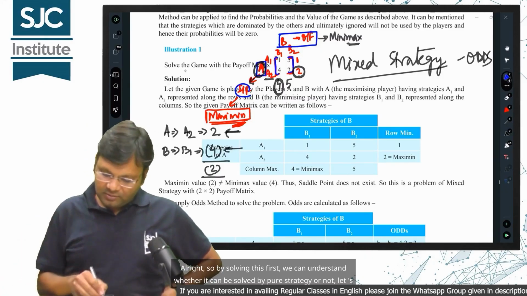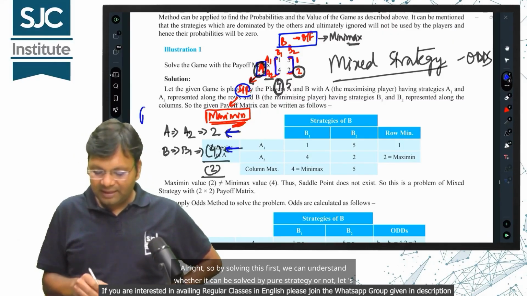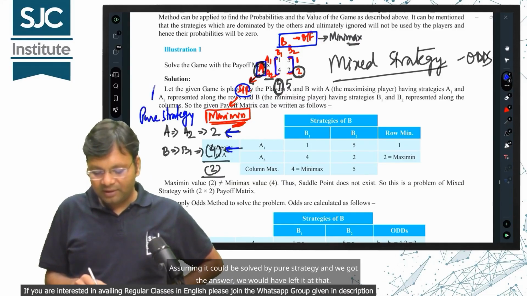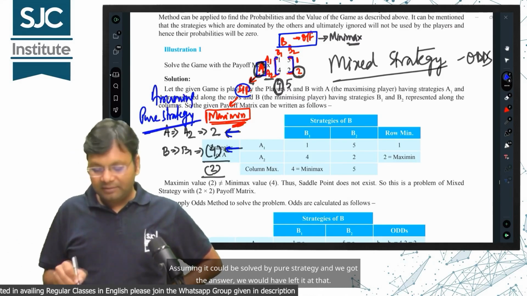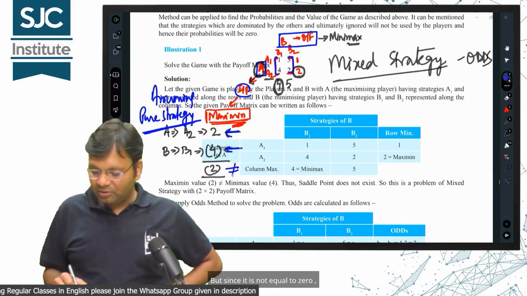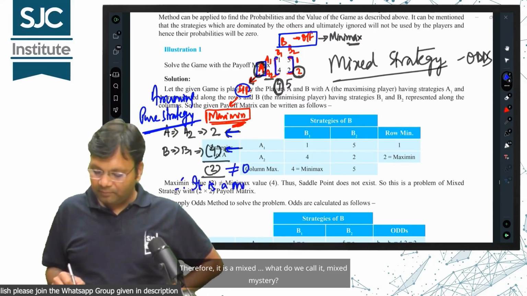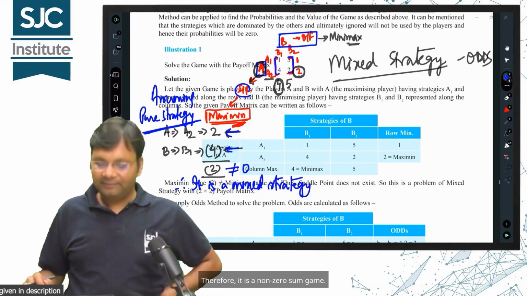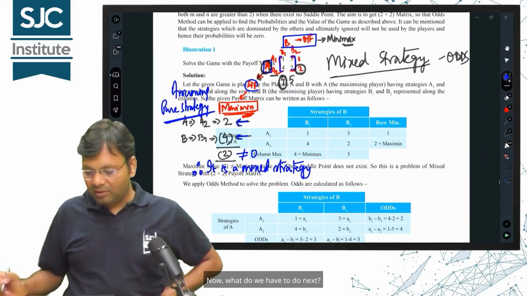Alright, so by solving this first, we can understand whether it can be solved by pure strategy or not. Let's see that. Assuming it could be solved by pure strategy and we got the answer, we would have left it at that. But since it is not equal to 0, therefore it is a mixed strategy. Therefore a saddle point does not exist. Therefore it is a non-zero sum game. Understood. Now what do we have to do next?